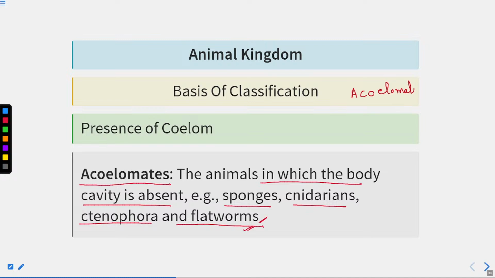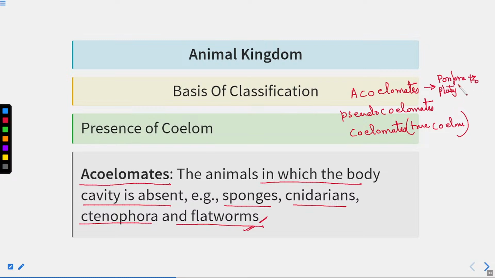So there are acoelomates, pseudocoelomates and coelomates, that is, having true coelom. So acoelomate examples started from porifera to platyhelminthes, and pseudocoelomate, a single phylum, Aschelminthes.